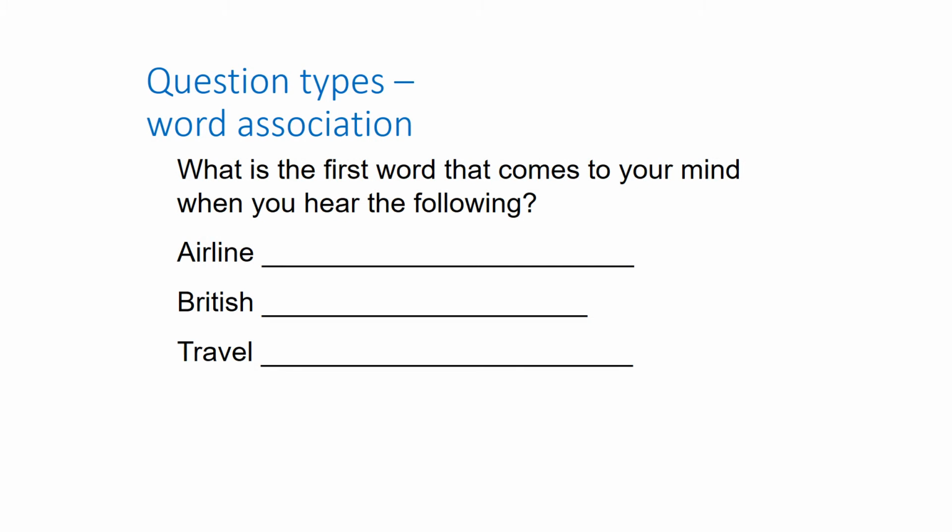Word association, what is the first word that comes into your mind when you hear the following? Airline, British, travel. And again, you would look at the responses here, and then you would see hopefully some similarities, and then for those similarities you could group them into certain categories, which would allow you later to quantify them.